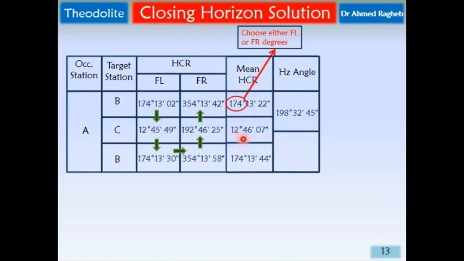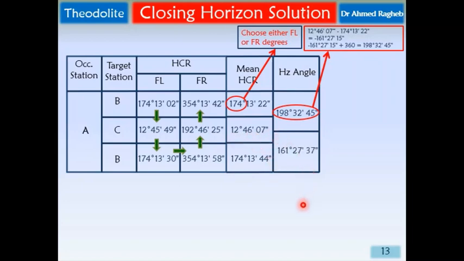Because actually when we subtracted the HCR of C minus HCR of B, we ended up with a negative value. We don't have a negative value for the horizontal angle, so we added 360 degrees and the end product was 198.32.45. The other angle CAB equals HCR of B minus HCR of C, so 174.13.44 minus 12.46.07 equals 161.27.37.